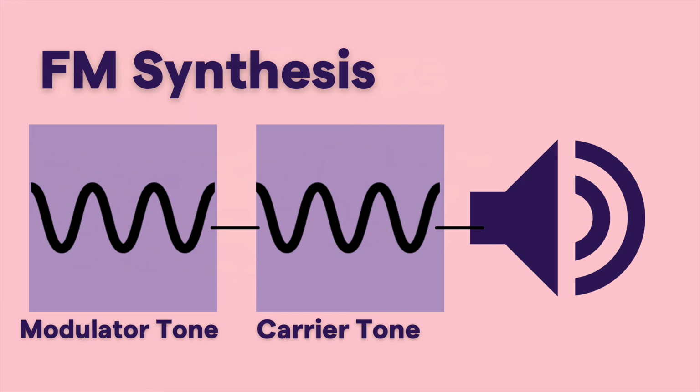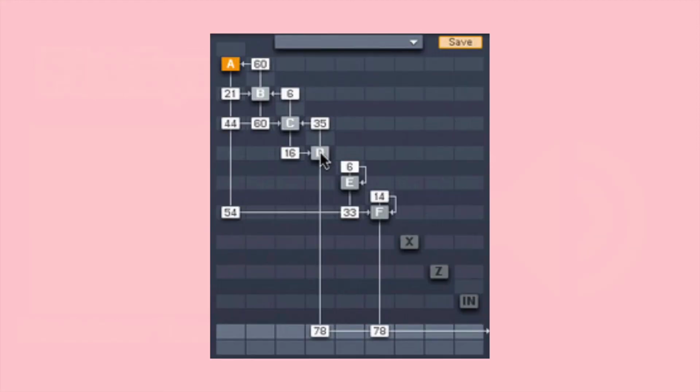So FM synthesis can get very complicated, but basically you should understand that you're not adding these 2 tones together. One tone is modulating the other tone. So eventually you can get very complicated. This is like an advanced FM synthesis graph, which we don't need to go into, but you can understand that there's all these different oscillators controlling and modulating each other.